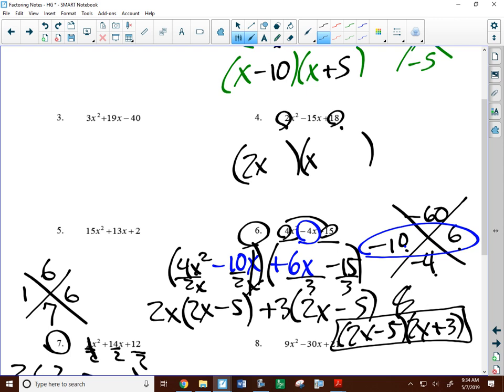For 18 now, I have multiple choices: 1 and 18, 2 and 9, or 3 and 6. Sorry, I'm just going to do 4. And then what would 10 you want me to do? I'll do that as well. So then I have all these choices, and they actually have to add to get negative 15. So really I need all of these to be negative. And so then it's just a guess and check.